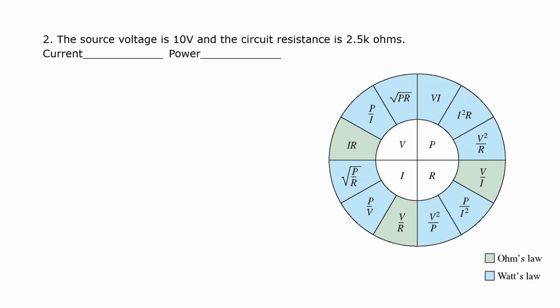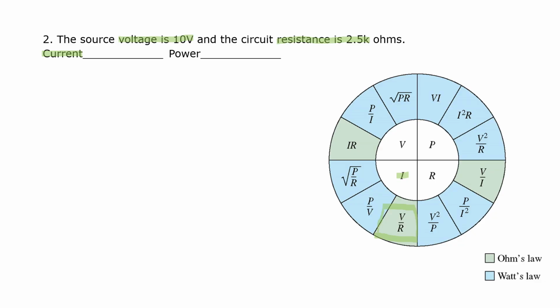Still more fun. Fun for everyone. Here it goes. Round whatever we're on. So we have source voltage. He gave us voltage at 10 volts, resistance at 2.5K. And we're going to start off by looking at current. So I is current. We have voltage and resistance. That's this one.